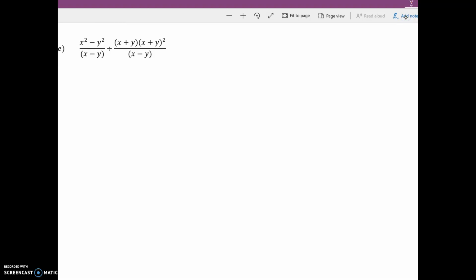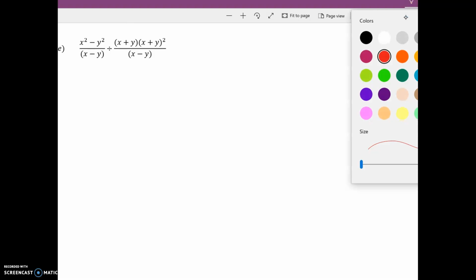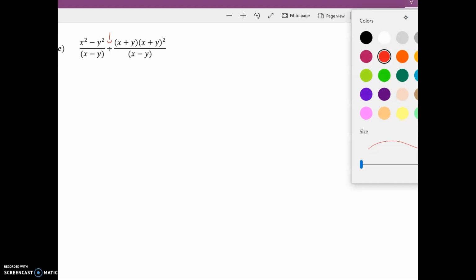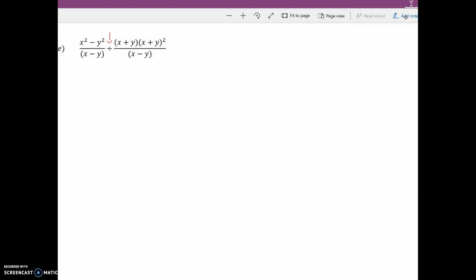Hi class, let's take a look at example E. In this case, careful because we're looking at an actual division of problems. So what I'm going to do is first flip the fraction before we do any sort of cancellation of values.